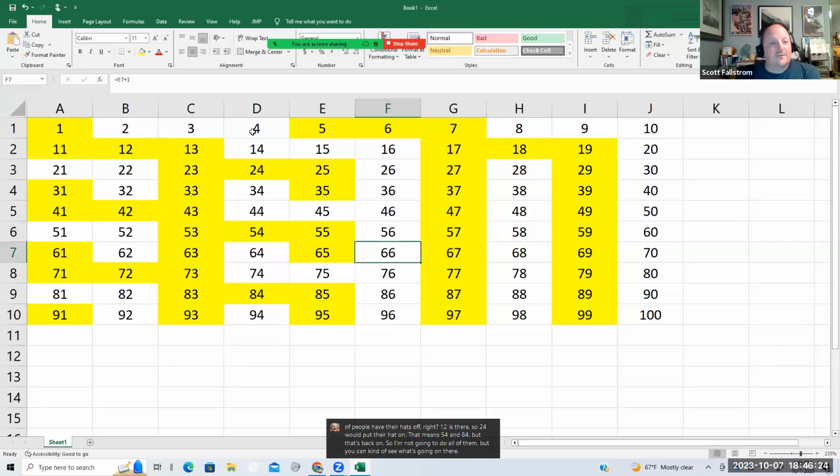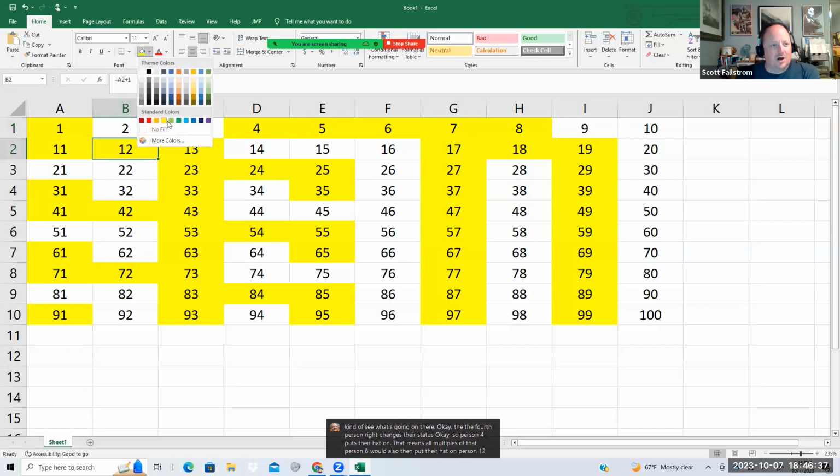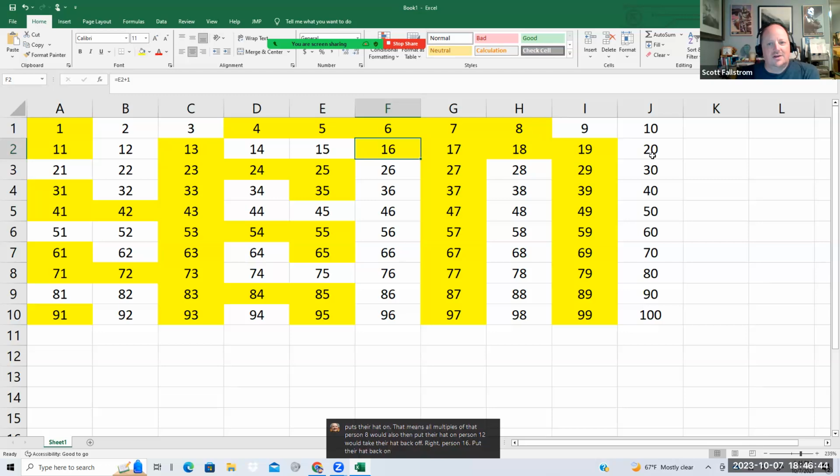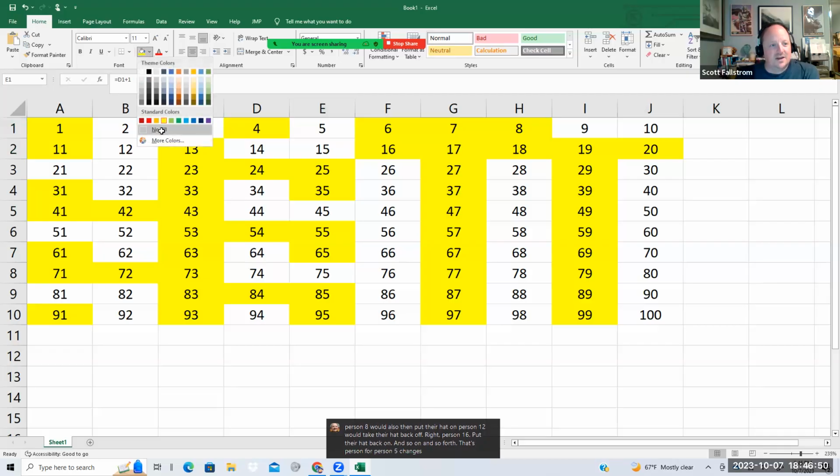Okay, then the fourth person changes their status. Person 4 puts their hat on. That means all multiples of that. Person 8 would also then put their hat on. Person 12 would take their hat back off, right? Person 16 puts their hat back on, and so on and so forth. That's person 4. Person 5 changes their status, so their hat comes off.